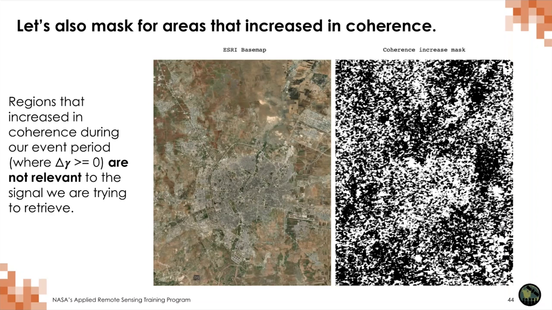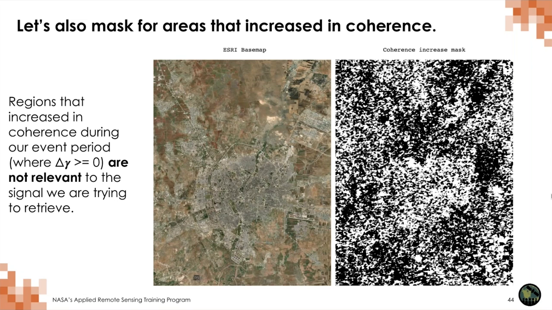The second thing we need to mask for are areas that increased in coherence. We are not interested in areas that became more stable relative to the pre-event period, because the signal we're looking for is a decrease in coherence, a rearrangement of scatterers that led to increased randomness. Whereas the opposite can be true in other examples: you can have an increased coherence if you turn a vegetated surface into a built-up surface, for example. Or if the tilling of an agricultural field was completed and there was no change to the structure of the soils, there would be an increase in coherence. So we want to mask out areas where the change in coherence was greater than or equal to zero.